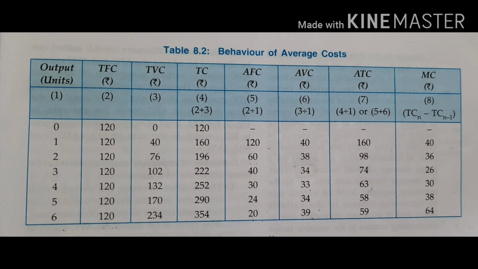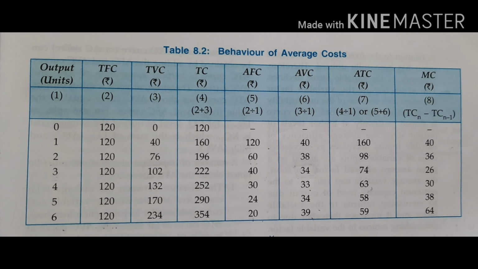Now this can also be seen in the table, where ATC is obtained by adding the values of column 5 and 6. For example, when 3 units of the commodity are produced, the average total cost is rupees 74, that is rupees 40 plus rupees 34. So what we see in the table is that the average total cost declines first, be careful, up to the 5th unit and then rises after the 5th unit.